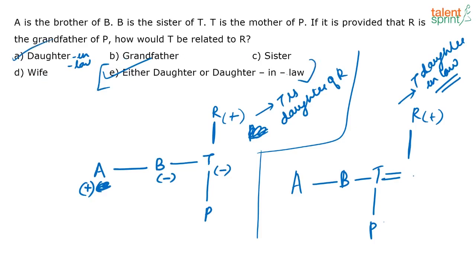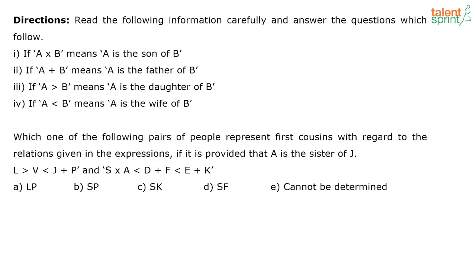And generally when no information is given, we take the grandparent also to be from the paternal side and we take option A. But here in option E, very clearly they have given either daughter or daughter-in-law. So that is the true option. It cannot be daughter alone, it can be daughter-in-law also. So you don't take A as the answer, it has to be E. Let's move on to the next one.